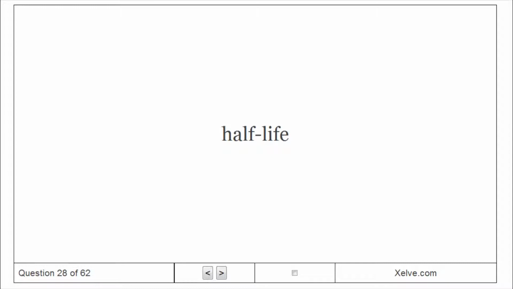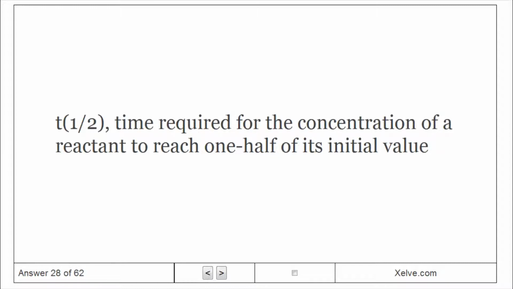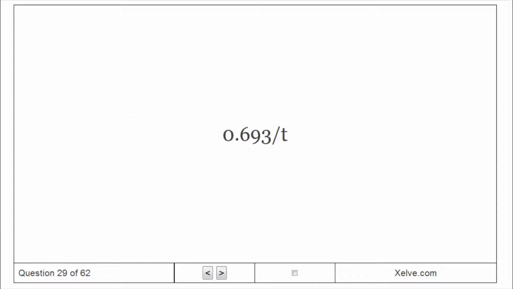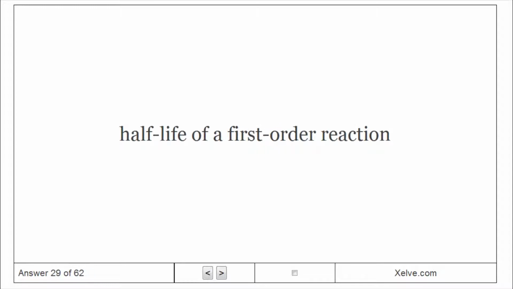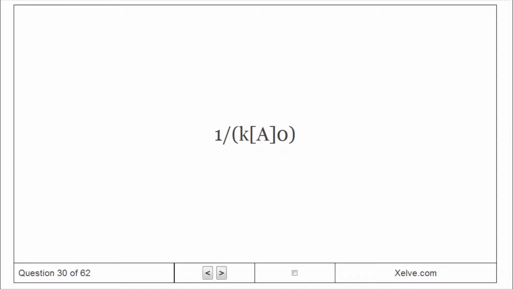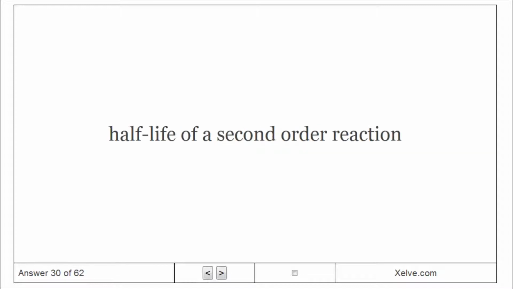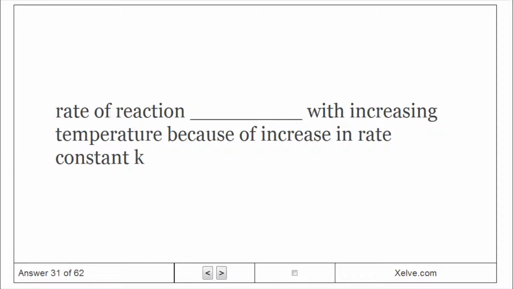Half-life. t1/2, time required for the concentration of a reactant to reach 1/2 of its initial value. 0.693/k, half-life of a first-order reaction. 1/(k[A]0), half-life of a second-order reaction. Rate of reaction increases with increasing temperature because of increase in rate constant k.